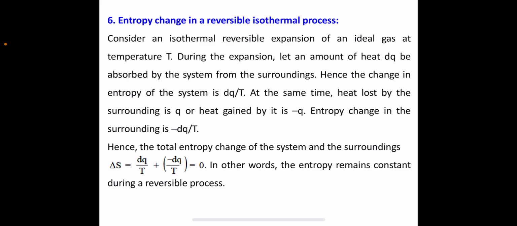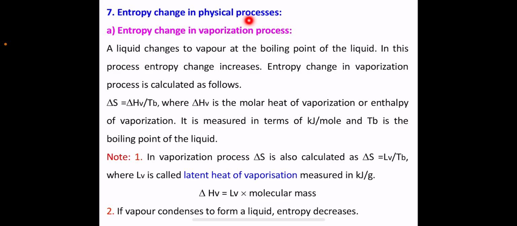Okay, so these are the different cases that we are going to see in the entropy change of an ideal gas in different processes. Next is entropy change in physical processes. Here we are going to see 4 different entropy changes in physical processes. One is entropy change in the vaporization process, second is entropy change in the sublimation process, then entropy change in the fusion process, and entropy change in a transition process. These are the 4 different physical processes which we are going to study now.